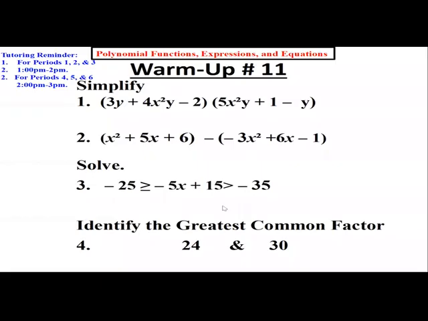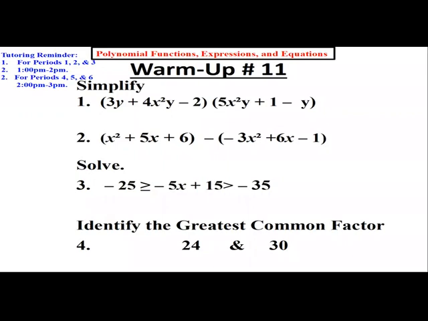All right, so once again, warm-up number 11. Let's try this one more time. We got simplify for number 1 and 2. And it reads: (3y + 4x² + y − 2)(5x²y + 1 − y).